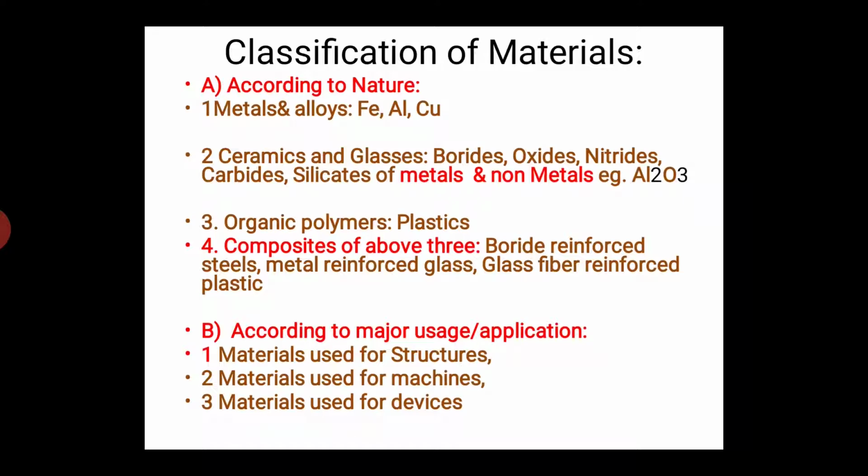Examples of composites are steel-reinforced metal, glass-reinforced metal, and glass fiber reinforced plastic. Depending upon the example and depending upon the application, we will select the composite materials.